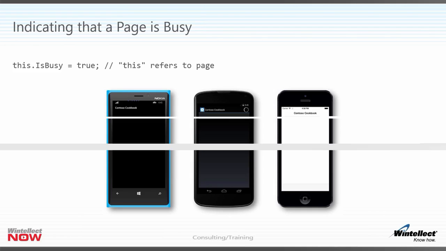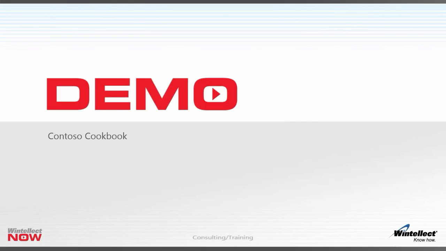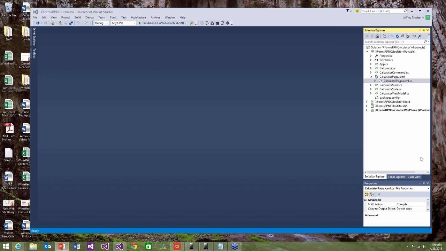Simply setting a page's IsBusy property to true causes Xamarin Forms to display a platform-specific busy indicator. In the case of Windows Phone, it's the 5 little dots chasing each other across the top of the screen. With Android, it's that little circle that you see in the upper right corner. And on iOS, it's a little spinning circle in the upper left corner. Let's take a look at how we use some of this in Contoso Cookbook in porting a more complex application over to Xamarin Forms.